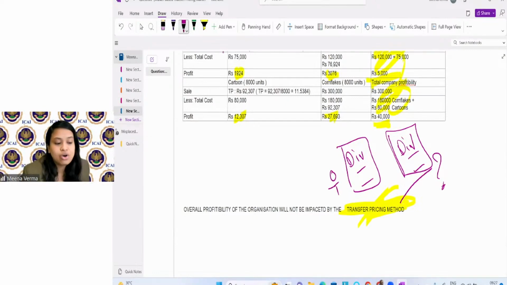The manager of this division will get what? Bonus, commission, appraisal, right? And it motivates them to perform better. For the motivation of the managers of their respective divisions, we consider the method of transfer pricing, and we find the transfer pricing. So for them, we consider it. I hope it is clear.